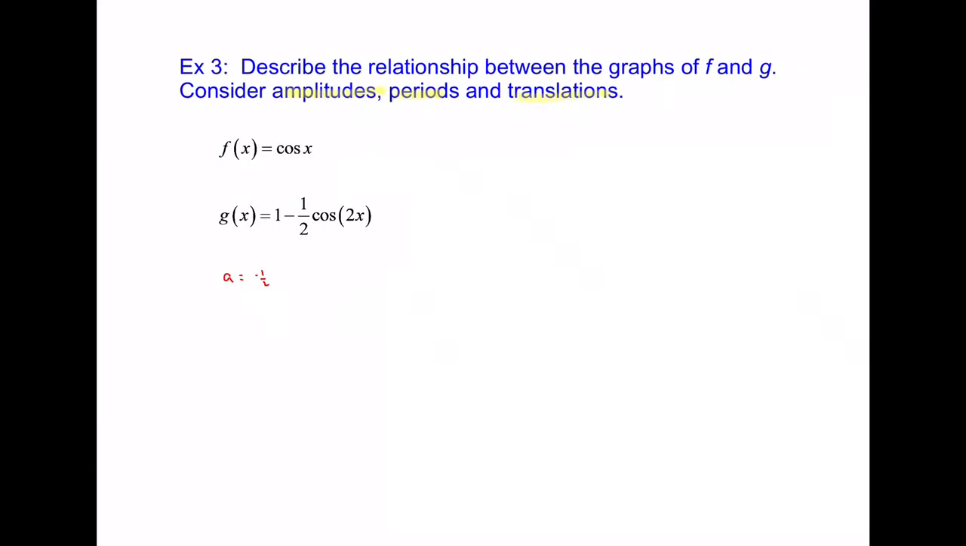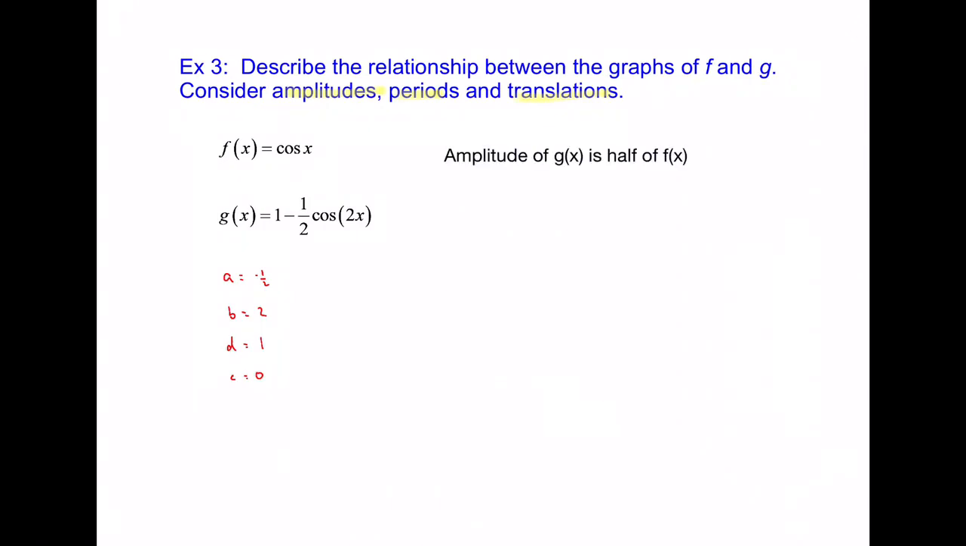The b value is 2, which will help with the period. And the d value is 1. And once again, we don't have any horizontal shifting yet, so c is equal to 0. So let's go ahead and compare and write down the relationship between each of these. All right, let's start with the amplitude. The amplitude is 1/2. So therefore, the amplitude of g of x is half of f of x.